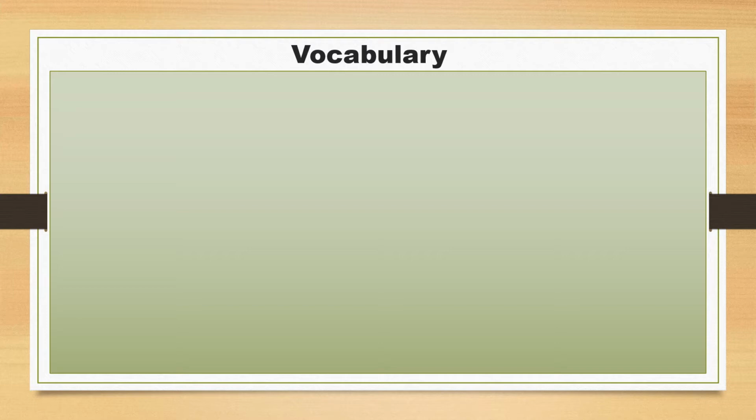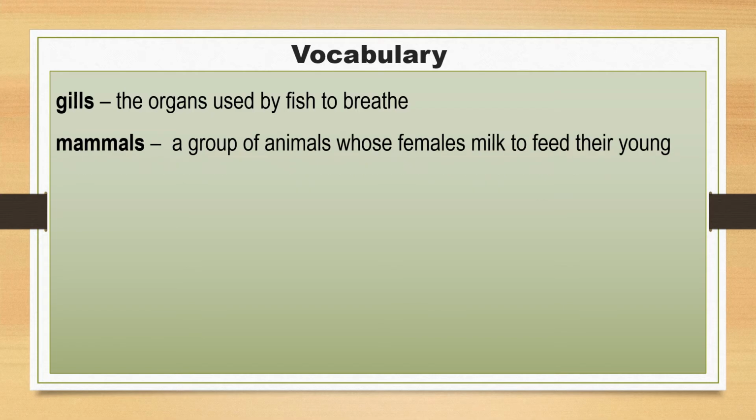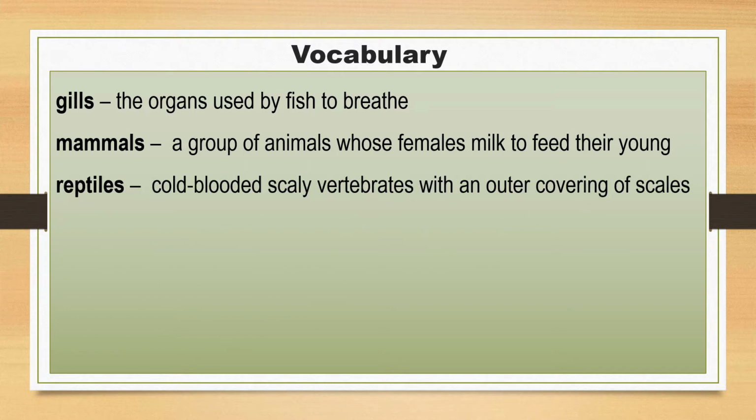So let's start. The first is gills. What do you mean by gills? These are the organs used by fish to breathe. What else? You have also mammals. What is the meaning of mammals? Mammals are a group of animals whose females make milk to feed their young. And then you have also reptiles. Reptiles are cold-blooded scaly vertebrates with an outer covering of scales.